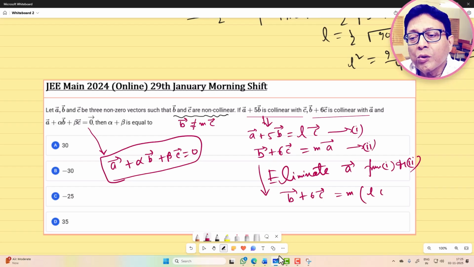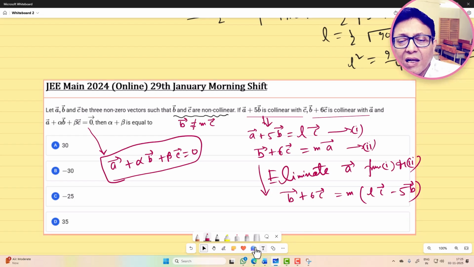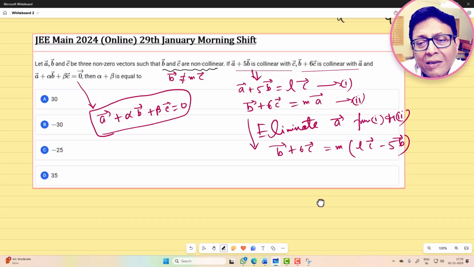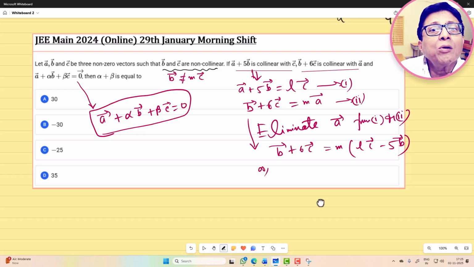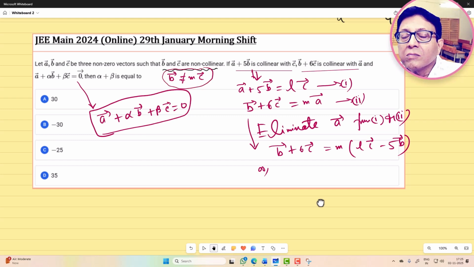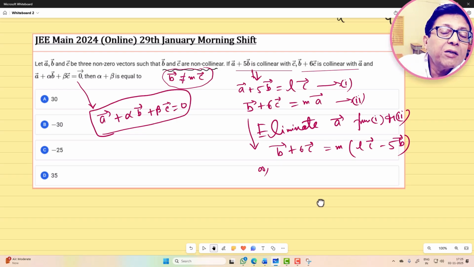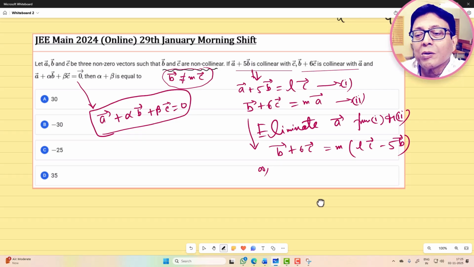M into LC minus 5B. Okay. What is the advantage here? Because I am going to use this one, that B and C are non-collinear. So this relation, B is scalar multiple of C or opposite, C scalar multiple of B, is not possible over there.